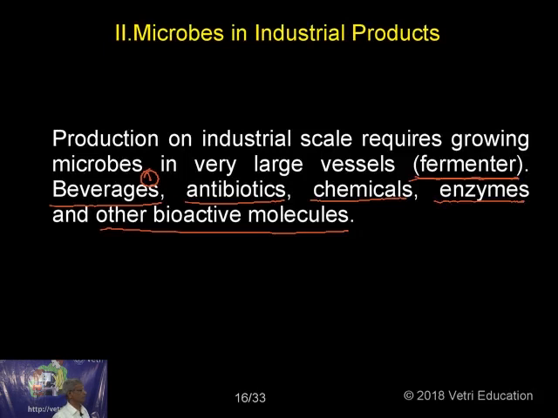Even the leather industry is making use of the microbes, but of course it's not an edible item. So coming to the edible items, most of the beverages are made only with the help of the microbes. Then antibiotics are being made. Then different types of chemicals. How many chemicals are made from microbial action? Enzymes are being manufactured, fourth category. And then other bioactive molecules. So I have made five classifications. Under the five groups we are going to discuss the role of microbes in the production of the food that we are using.